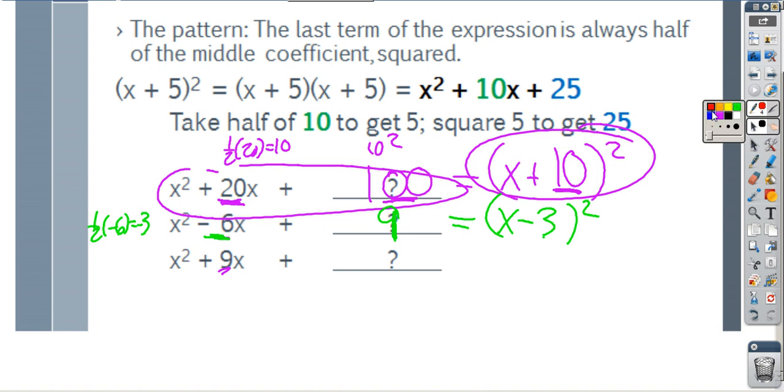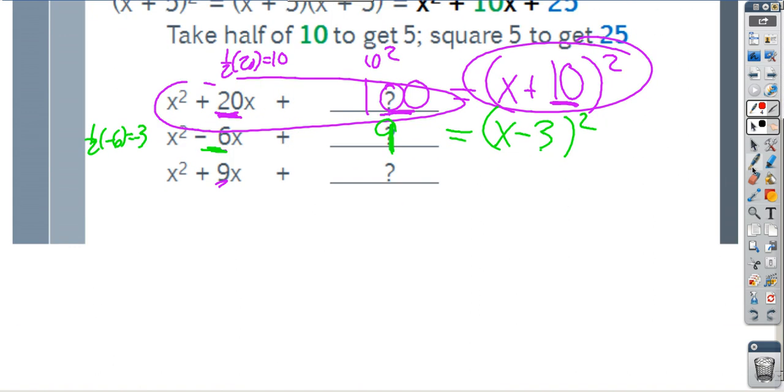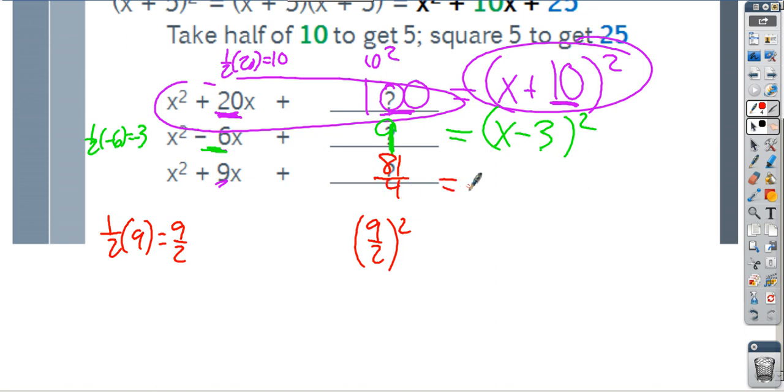And then the last one is a little bit tricky because there's not a nice even number like we had before. So we need to take half of 9, which is 4 1/2, or 9 halves, and then we have to square 9 halves. So 9 times 9 is 81, and 2 times 2 is 4. That's now a perfect square. And when we factor it, it's going to be x plus 9 over 2. Where did 9 over 2 come from? It came from half of that middle term right there. And those are now all factored as perfect squares. So that's how you complete the square.